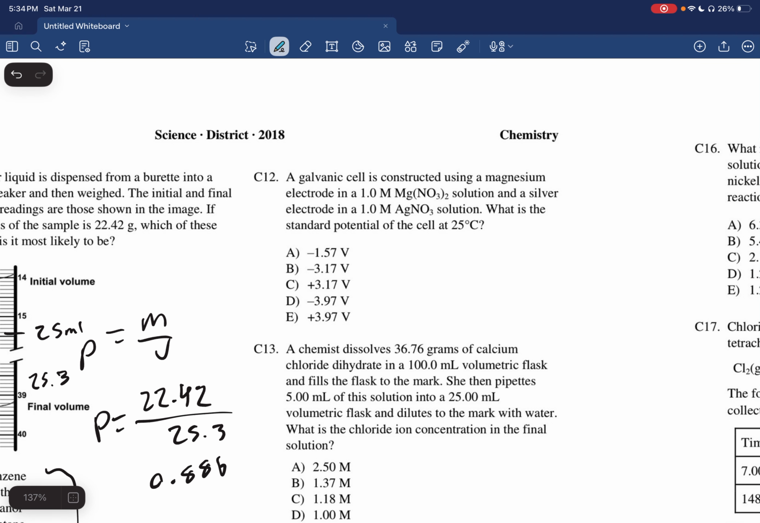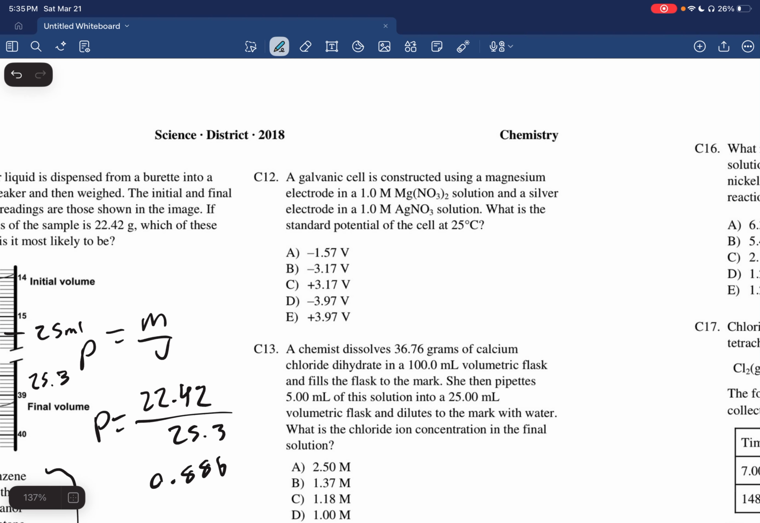So question 12 says a galvanic, I don't know how to say it, cell is constructed using a magnesium electrode and a 1 molar magnesium nitrite solution, and a silver electrode and a 1 molar silver nitrate solution. What is the standard potential for the cell at 25 degrees Celsius?